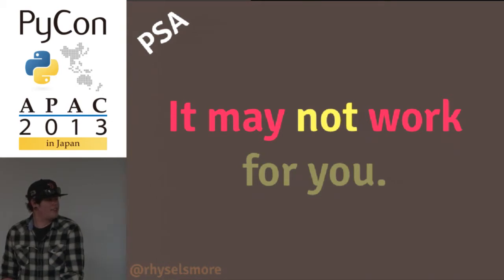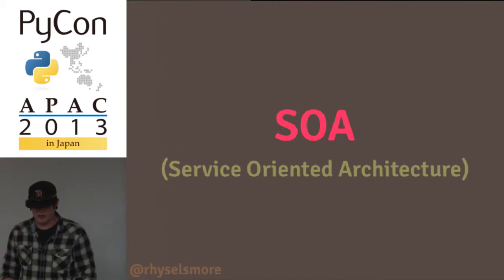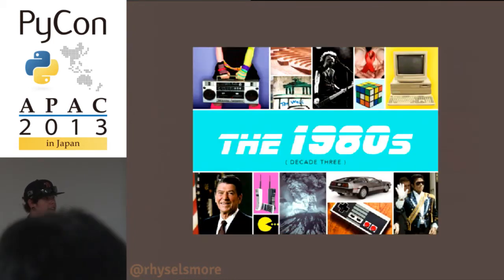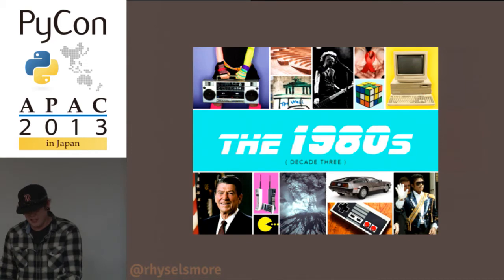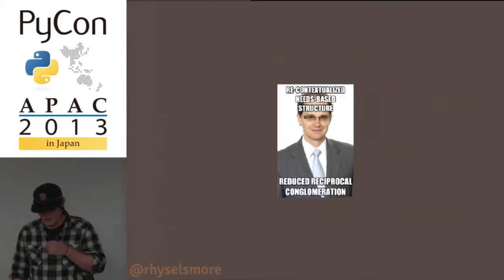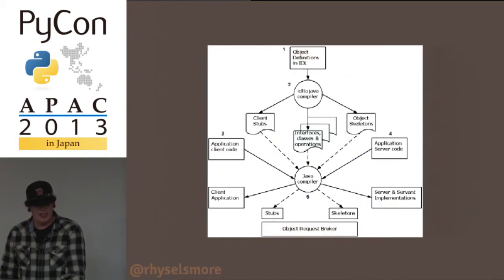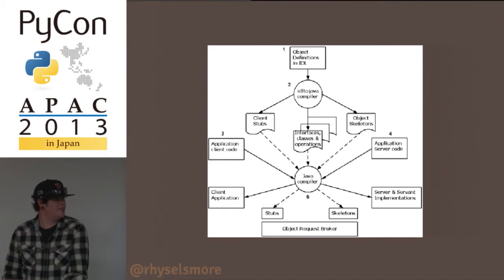So when preparing for this talk, this is where I came from. This idea of SOA, or service-oriented architecture. It came about in the 80s, as with everything else fantastic. And that was in a time when buzzwords were all the rage. We had things like Corba, IDLs, and that was the 80s.